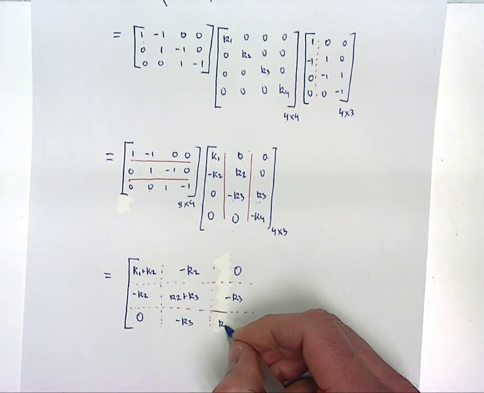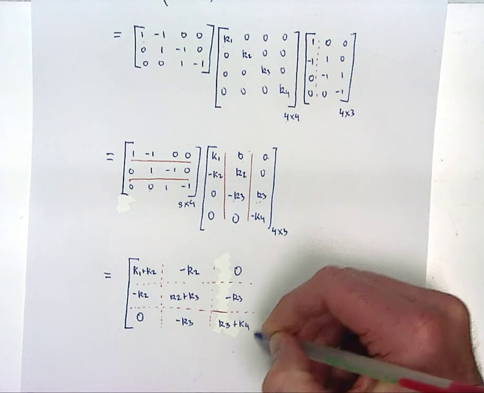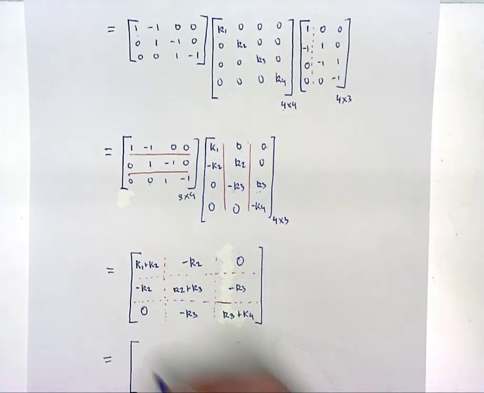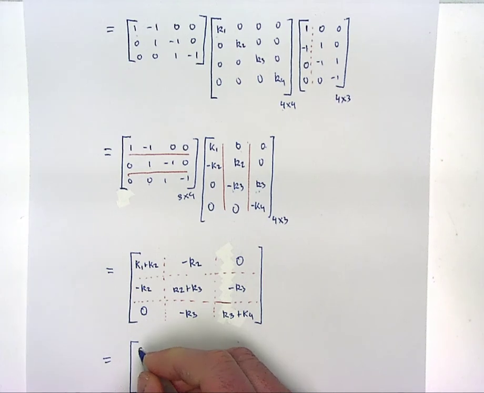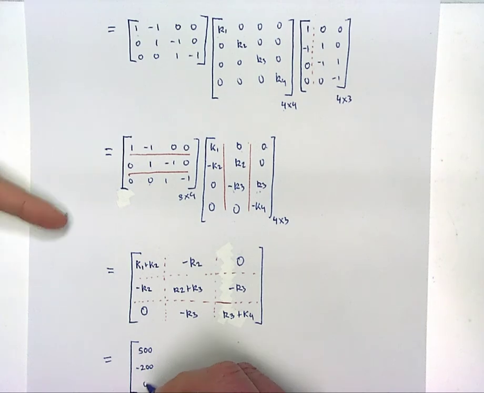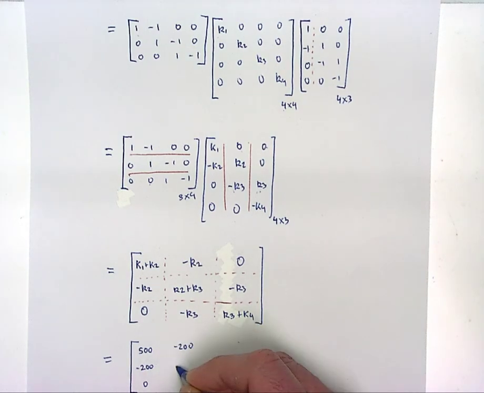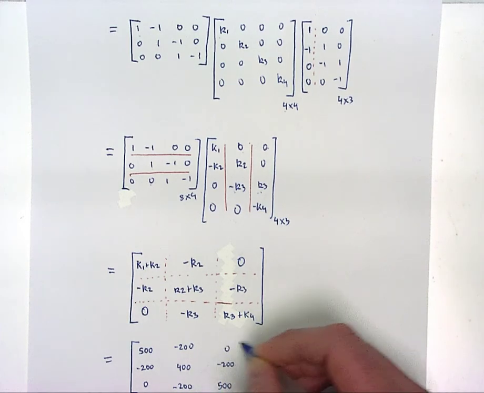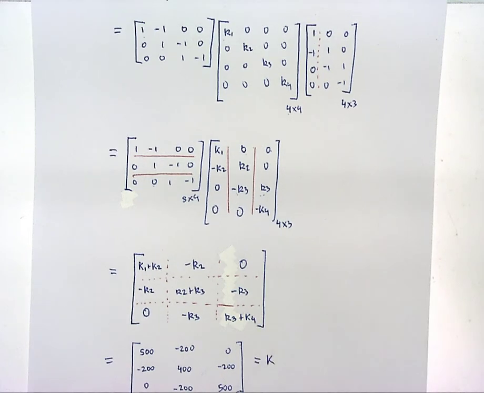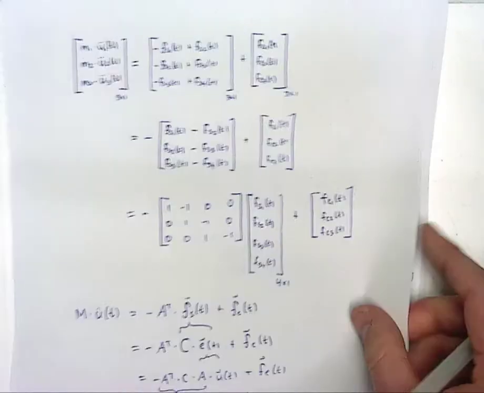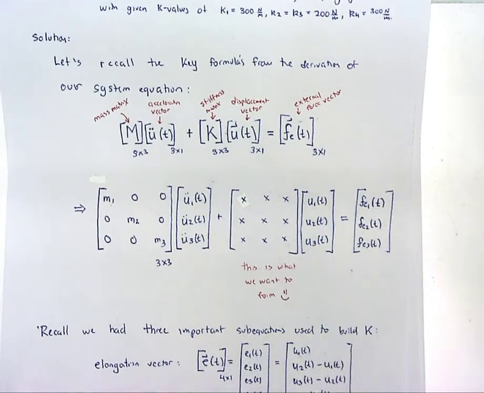Okay, but we already know from the problem statement that K1 was 300, K2 was 200, so 3 plus 2 is 5, the hardest problem that we've solved so far, right? I think this was the hardest part because that's just plugging in the numbers. I guess that would be 500, negative 200, negative 200, and I suppose that would be 400 again, and 0. And that is now my K matrix, which means I can go back to the original problem that I've done and substitute that back in.